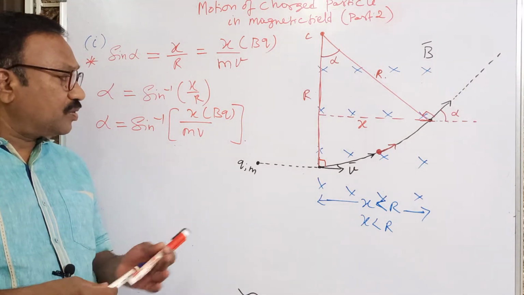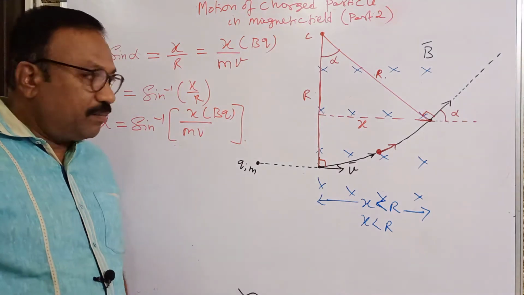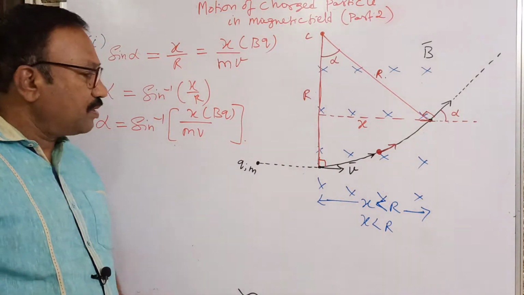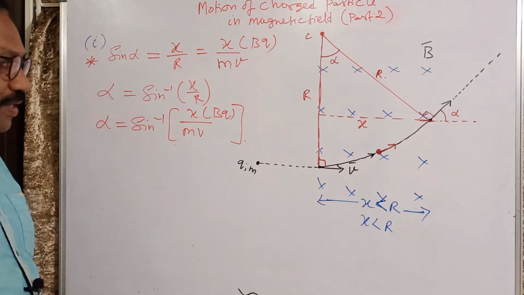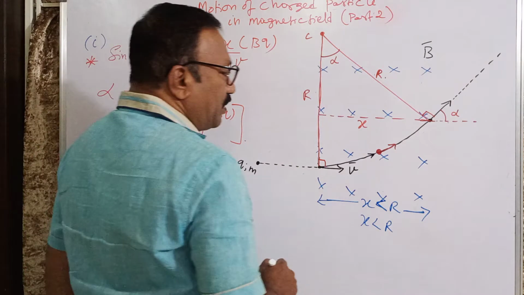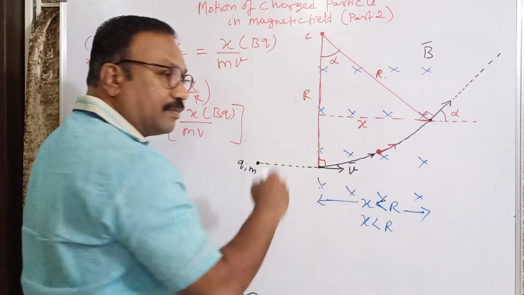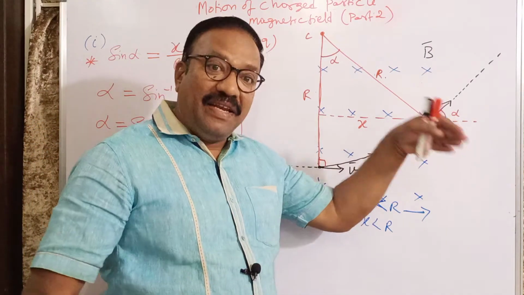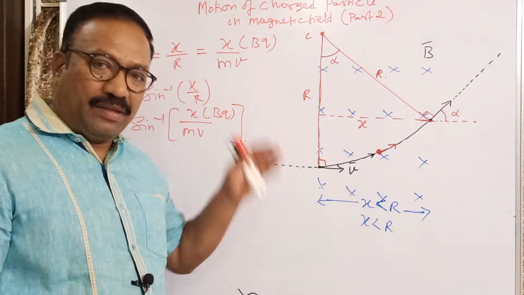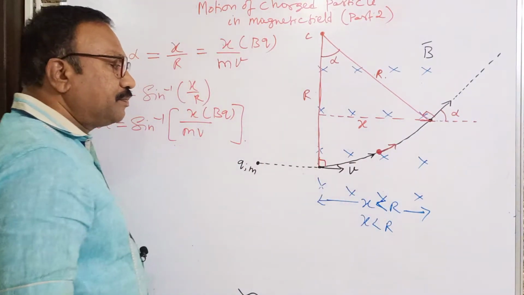Next. So what are other possible questions that can be asked in competitive exams like NEET, Mains, Advanced? This is one of the questions, through what angle it is being deflected. So next he can ask you one question. What is this length of the arc? What is the distance traveled in magnetic field? Not outside, in magnetic field. Distance means this length of the arc.